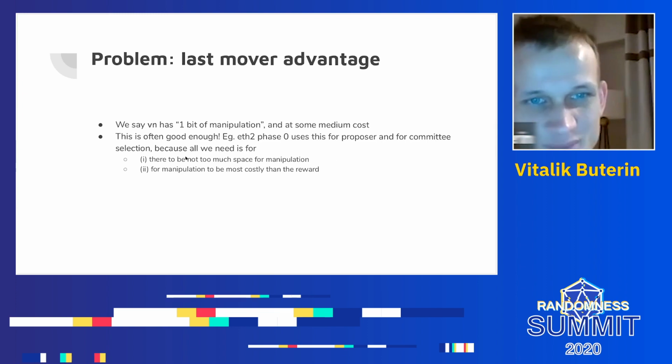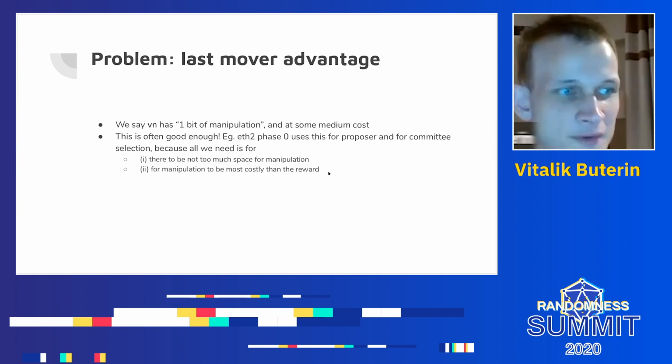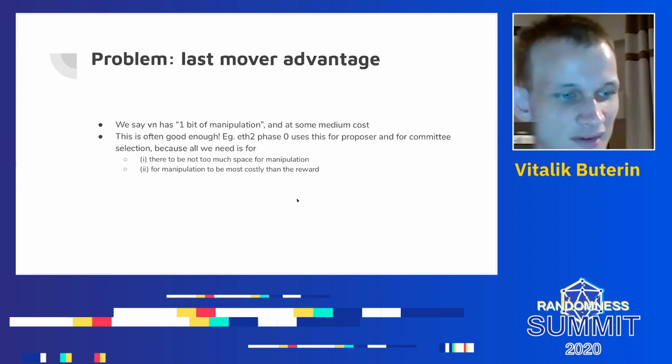And then the second requirement is that manipulation should be more costly than the reward, right? So for example, if we're using randomness for committee selection and for block proposing, then if you can manipulate the randomness by 1 bit, then you can exercise, I think it's either 1 standard deviation or, I'm sure some mathematician could correct me, O of 1 standard deviations, basically, in terms of how many more positions you can give yourself in a particular committee.